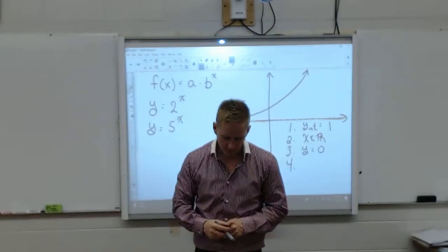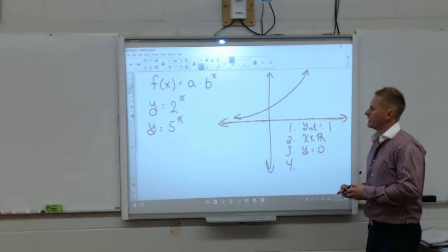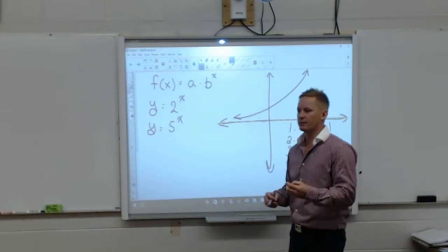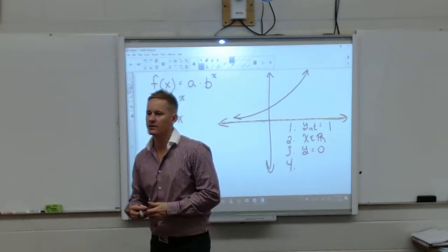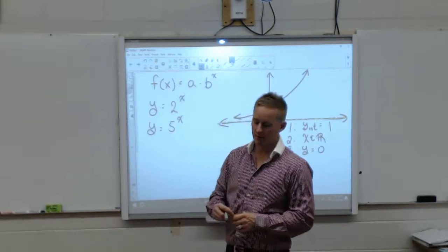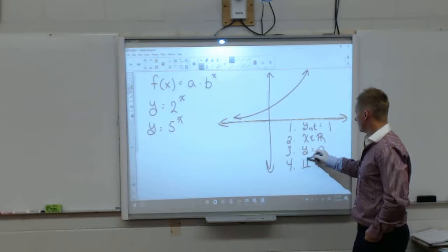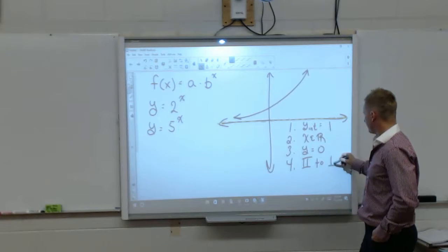Okay? And the fourth thing that we want in applied, which we don't really pay attention as much to in the pre-calculus, is the end behavior. What's the end behavior for this graph? 2 to 1. Great.